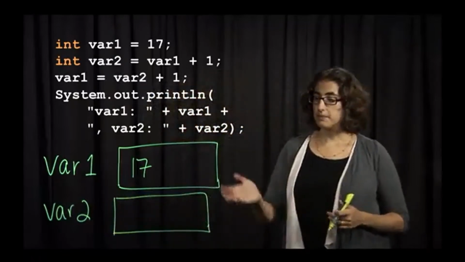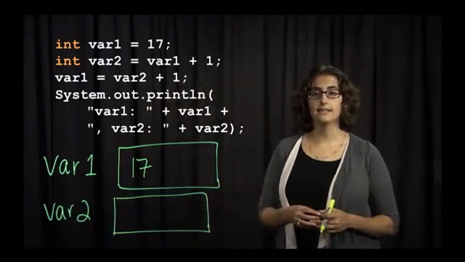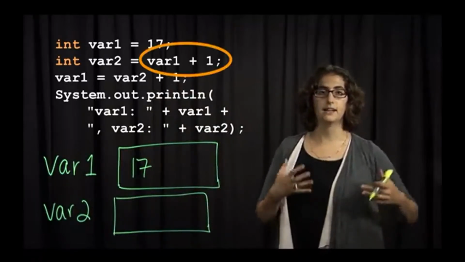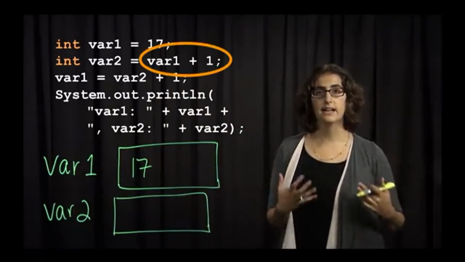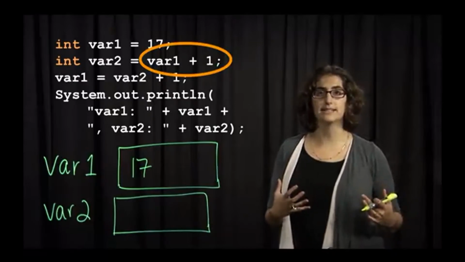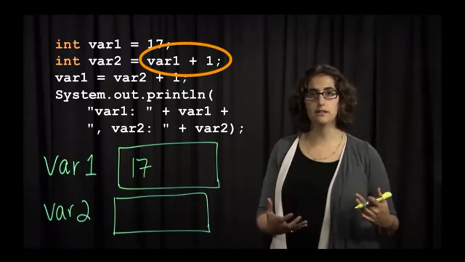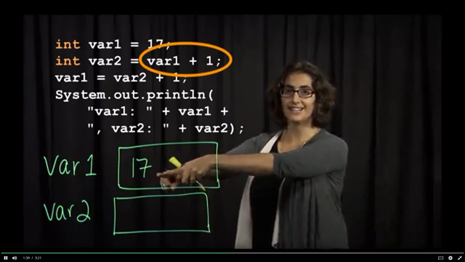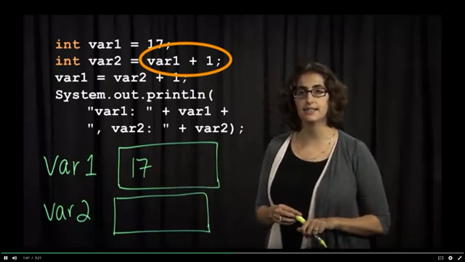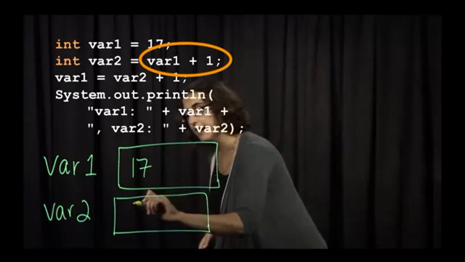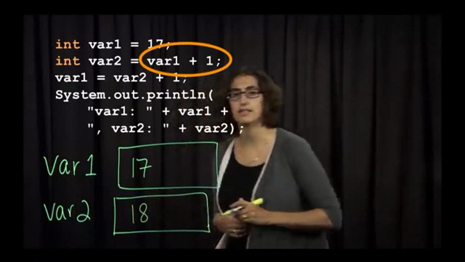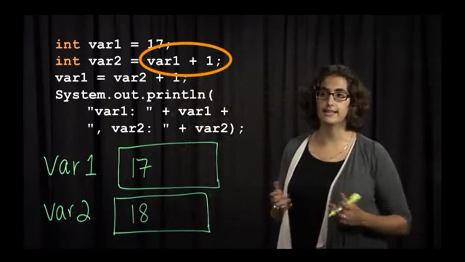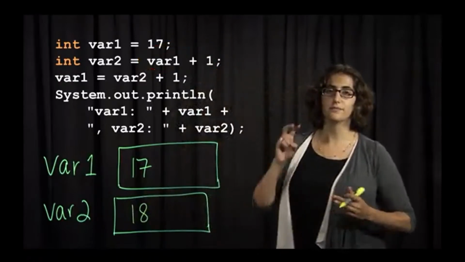And now we think about what goes into this box, and we look at the right-hand side of the assignment statement, which says we want the value of var1 plus 1. But the value of var1 is recorded in our handy memory model right over here. It's 17. And so we add 1 to that, and the new value of var2 is 17 plus 1, which is 18. Cool. Okay. 2 lines done.